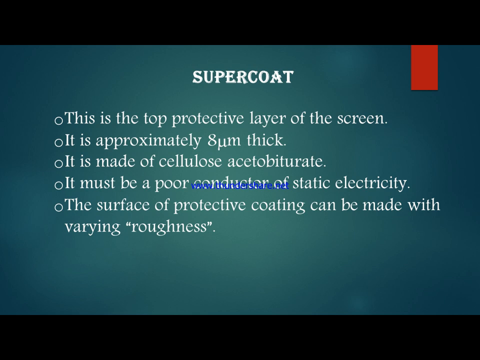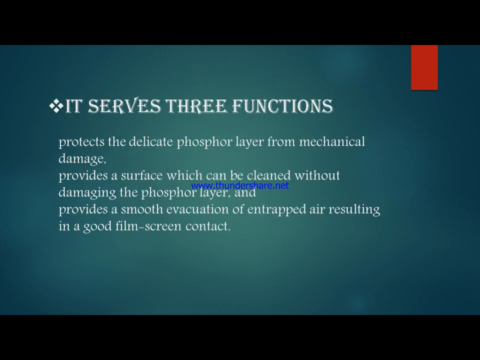Supercoat is a poor conductor of static electricity, and the surface of the protective coating can be made with varying roughness. It serves three functions. First, it protects the delicate phosphor layer from mechanical damage, and also provides a surface which can be cleaned without damaging the phosphor layer. Another is to provide a smooth evacuation of entrapped air, resulting in good film-screen contact.